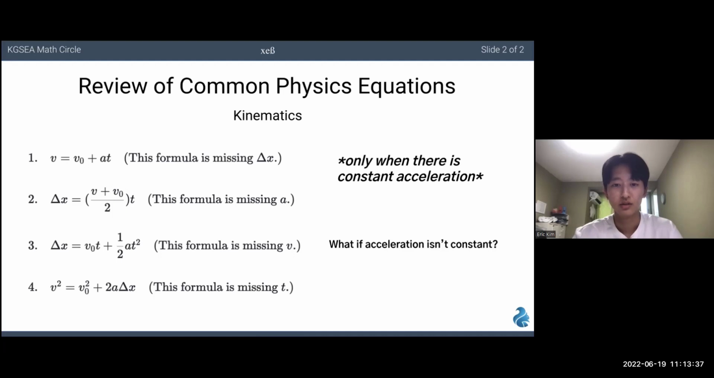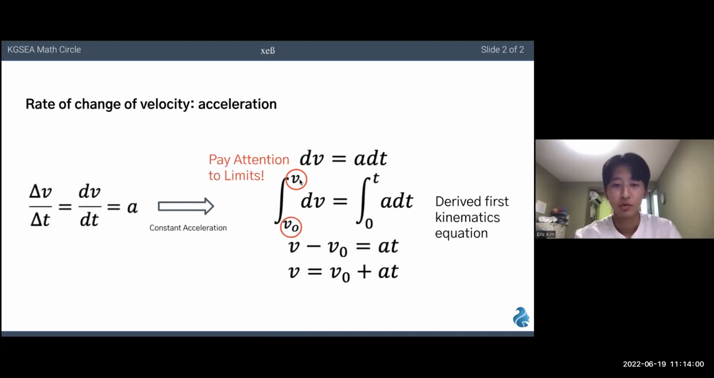Now, it's important to note that these equations assume that acceleration is constant, meaning it is not changing. Therefore, we often use these sets of equations for projectile motion, since the acceleration of gravity is constant at 9.81 meters per second squared. These equations only work if acceleration is constant, but what if acceleration isn't constant? Then we'll have to use calculus to rewrite some of the equations.